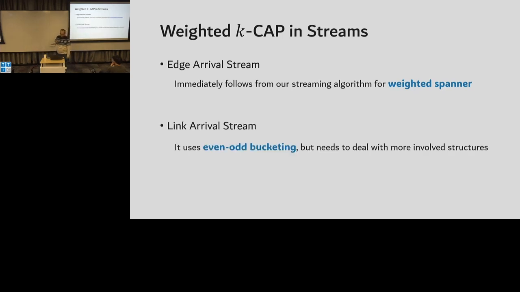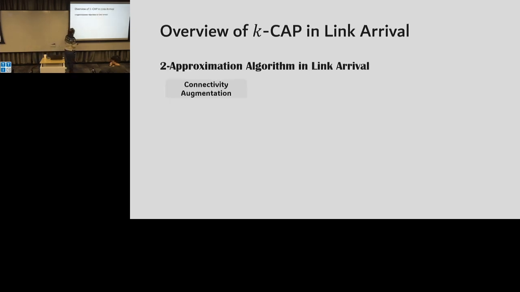But for the link arrival stream, it's a bit different, because we cannot just use the spanner as a black box. We are using the same idea, even-odd bucketing, but we now need to deal with a different type of structure and objects coming from connectivity augmentation. Let me very briefly tell some of the differences. I want to show the two-approximation algorithm for the link arrival stream.